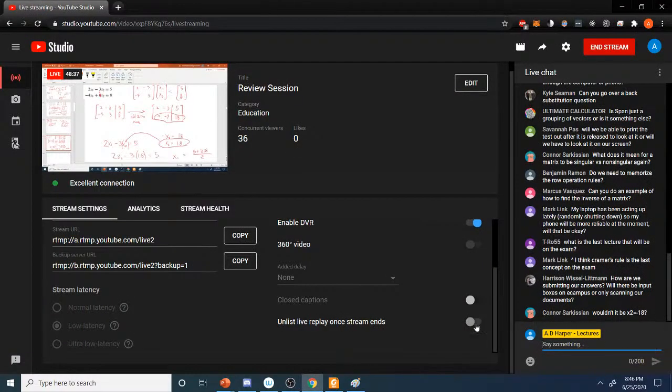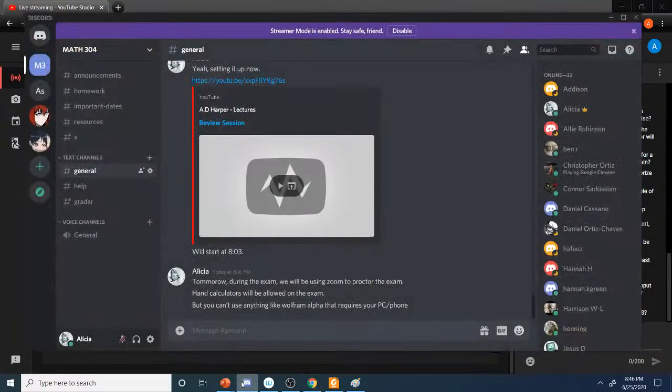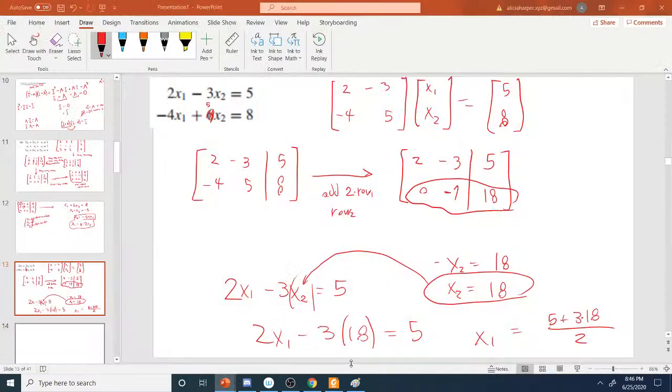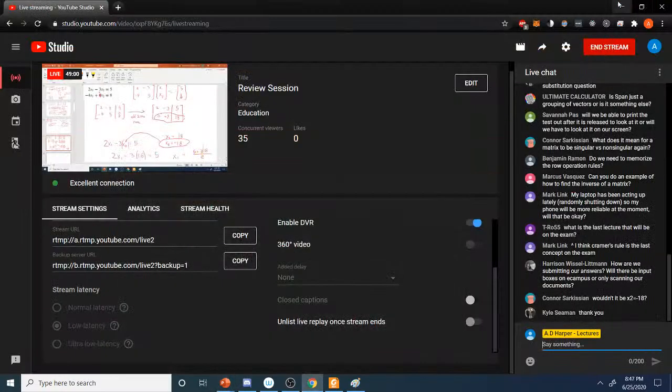Connor says, wouldn't it be x2 is equal to negative 18? Did I mess that up? Oh, yes, I did. Thank you. So here I should have a negative 18 here, and then I should have a negative 18 here. Okay. So this completes a back substitution example.